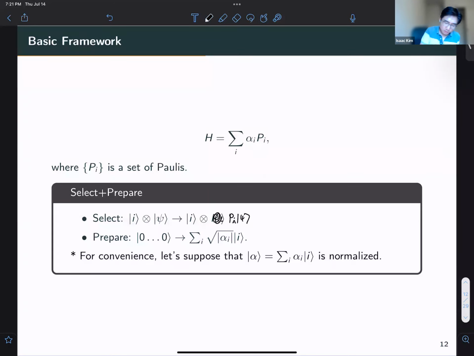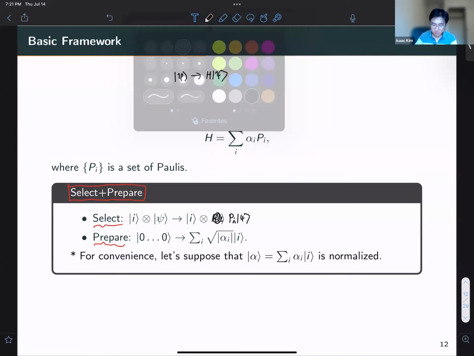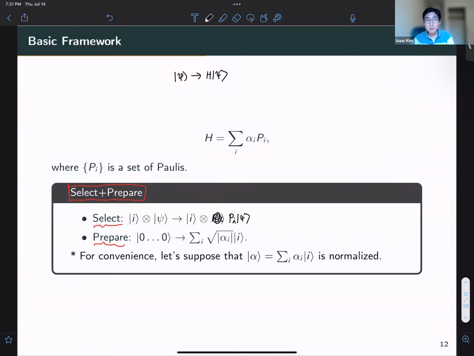To realize this, let me remind you that what we want to do is apply this transformation. To realize that, there is a very famous framework that pretty much everyone uses these days, called select plus prepare. As the name suggests, this boils down to two subroutines. One is called the select operation, the other is called the prepare operation. Both are unitary transformations, and what they do is very simple.